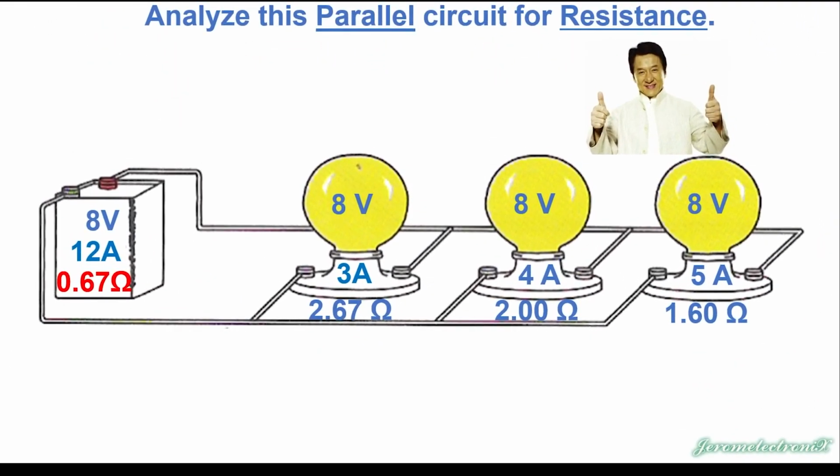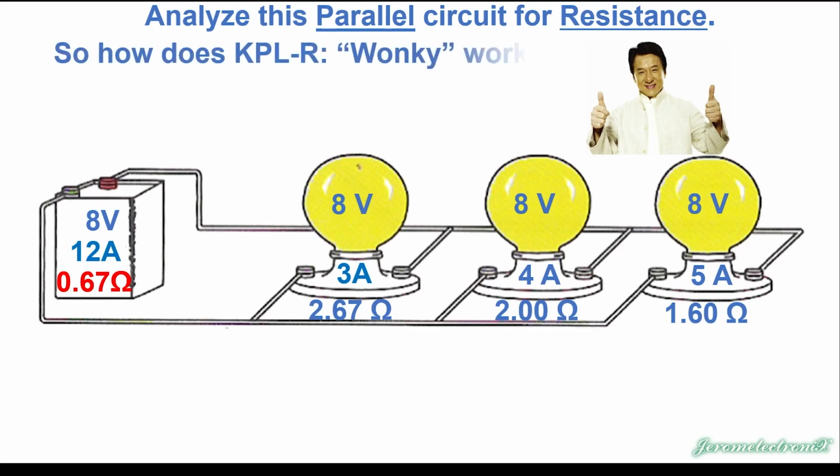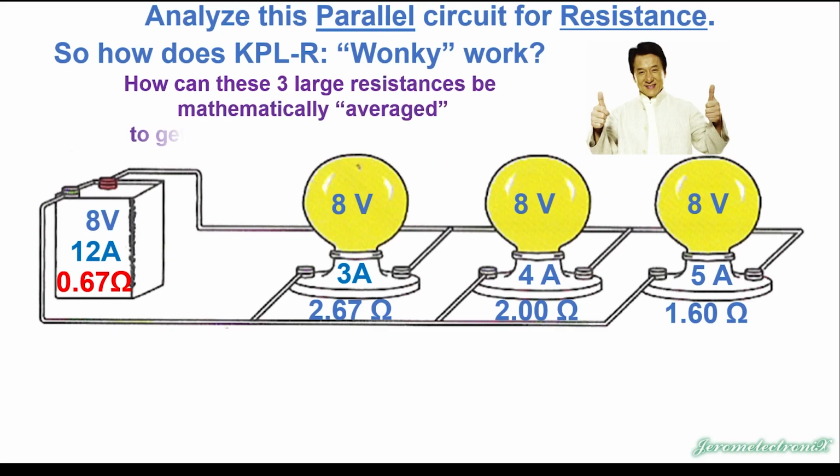Okay, so looking at this now. 6.67, Jackie Chan says that's understandable. He's good with that. So how does the parallel wonky formula work? Let's talk about that. How can these three large resistances be mathematically averaged to get the same total resistance? The real question, what's the math where you can combine these three resistances and get a smaller resistance?